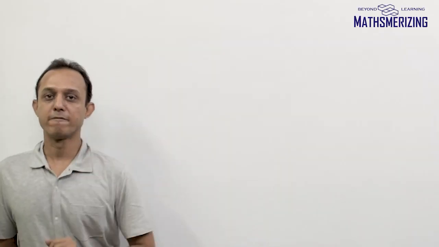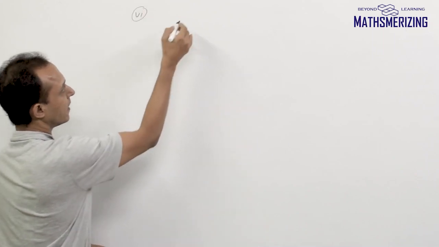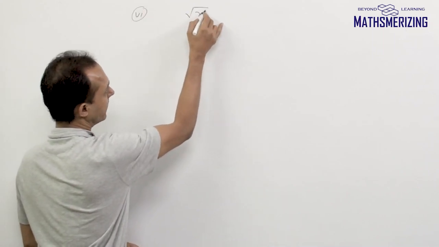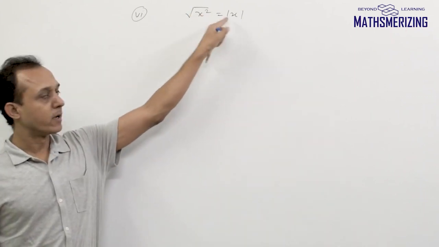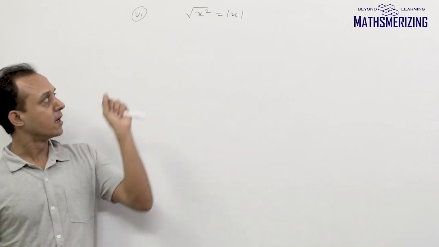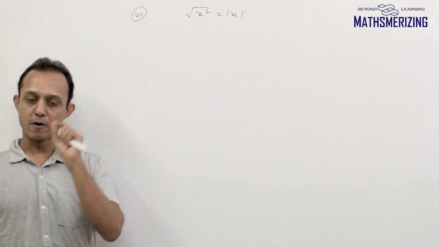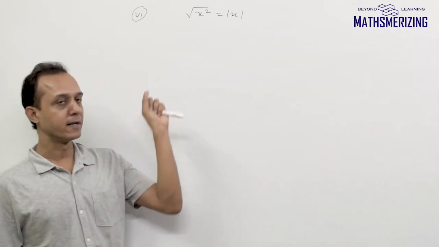Now the sixth property of modulus functions is that under root of x square is equal to mod of x. Because it is a positive square root, it cannot take a negative value. So under root of x square is not x, it is simply mod of x. It's a very simple fundamental, but at times students do goof up in some questions.